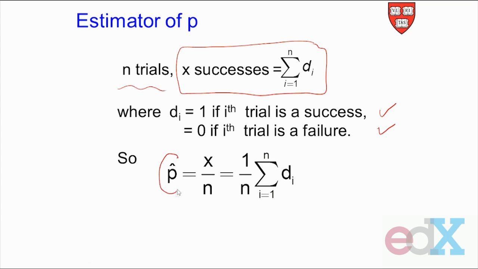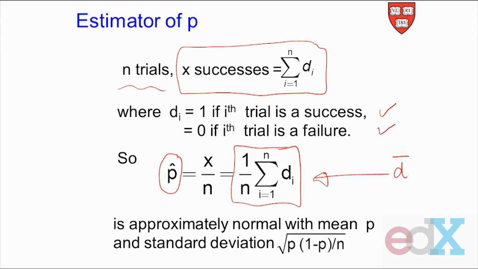So let me put a hat on the p to denote our estimator. There it is, p hat is x divided by n, which is 1 over n times the sum of the d's. So what is this? This is just our sample mean. So it's just d bar, if you want to call it that, to continue with the notation we used before. What is the advantage of this? The advantage of this is that it's a sample mean, and so we can make use of the central limit theorem, which says that this quantity is approximately normal.